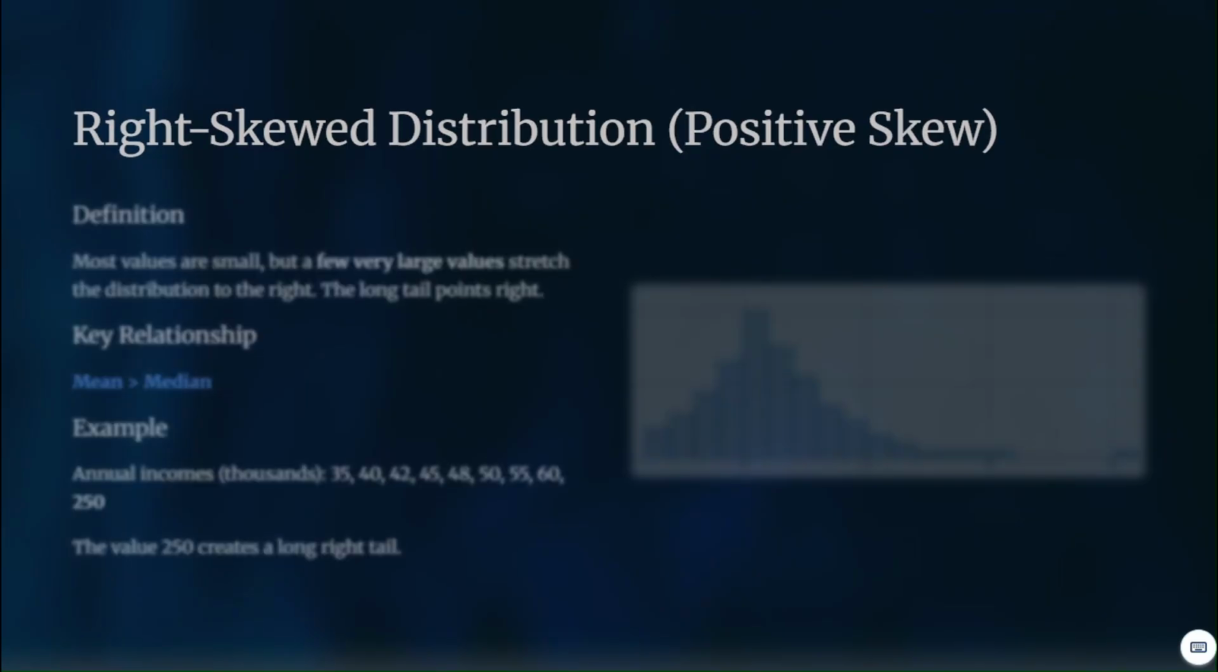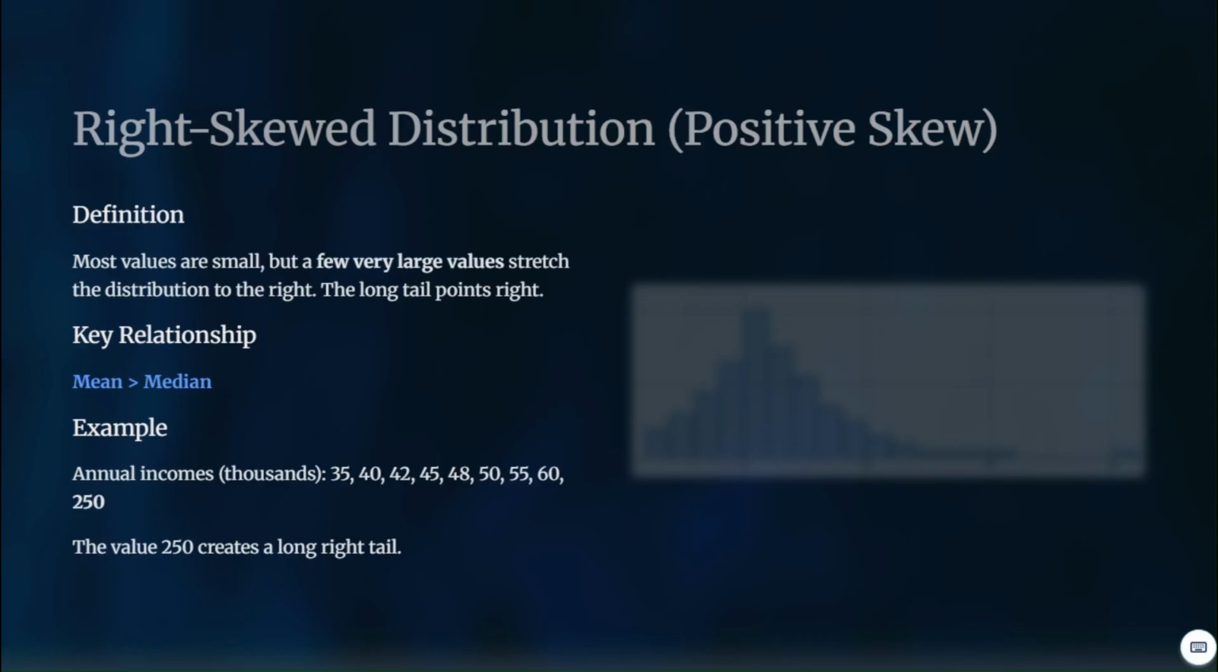Now let's talk about a right-skewed distribution, or what we call a positively skewed distribution. Most values in this case are small, but a very few large values will stretch the distribution to the right. The long tail points right. So in this case, the mean will be greater than the median.